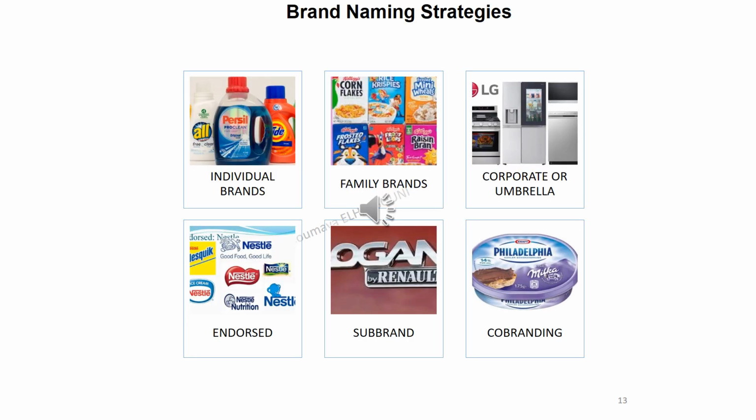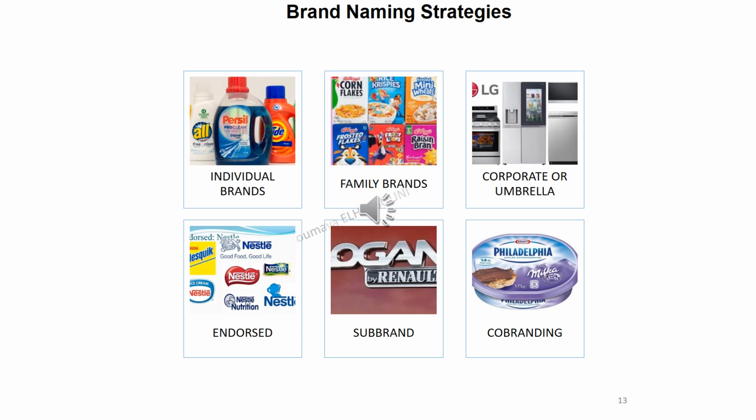Okay, so here is a very important slide that shows how brands choose their names, which is a key part of creating a strong identity. There are basically 6 main brand name strategies, each with a unique approach. So let's break them down, and let's first look at the first one, which is the individual brand name strategy. This is when a company gives each product its own unique name.